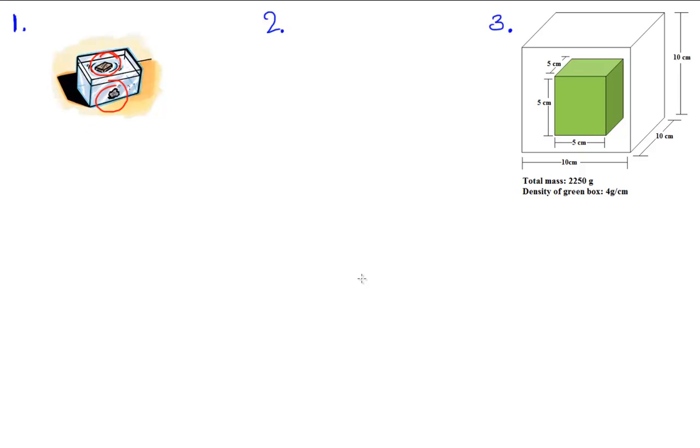Now, using your same knowledge, can you think of why a helium balloon rises when you let go of it? And lastly, now time for a real challenge. Can you find the density of the white shell here? You now have to use your knowledge of both shapes and volume.